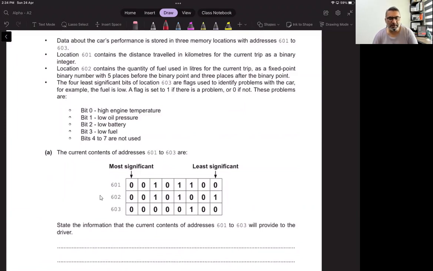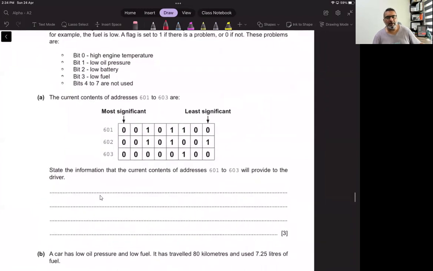State the information that the contents of the addresses 601 to 603 will provide to the driver. So 601 is what? The distance in kilometers. So this will be 1, 2, 4, 8, 16. So this is 44 kilometers.